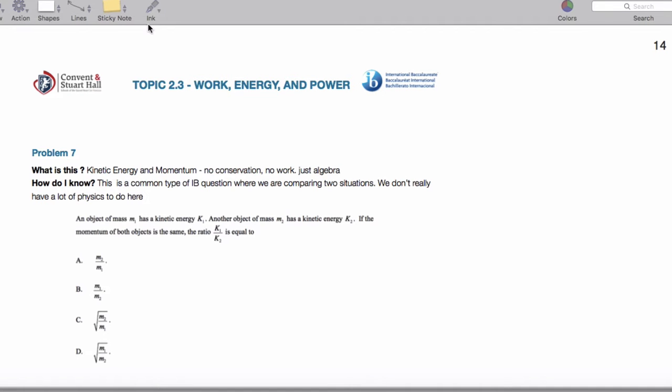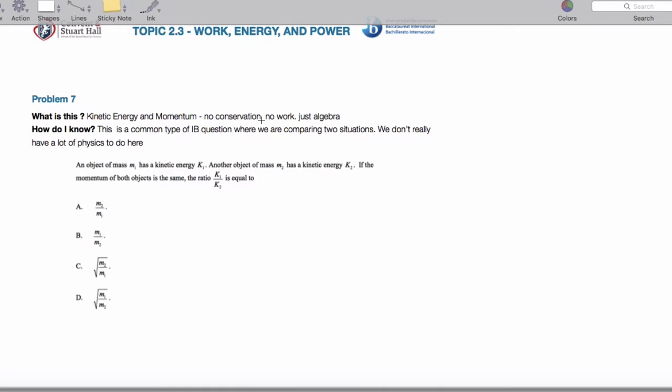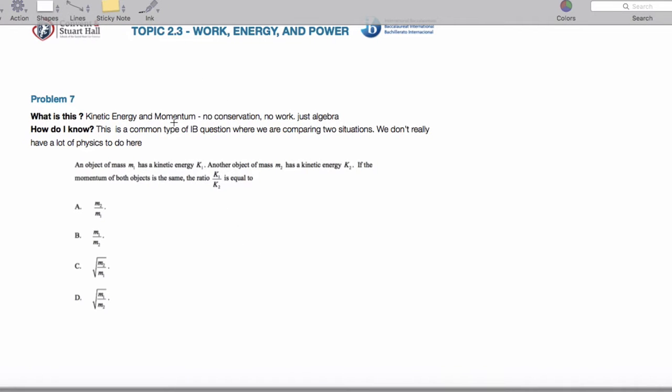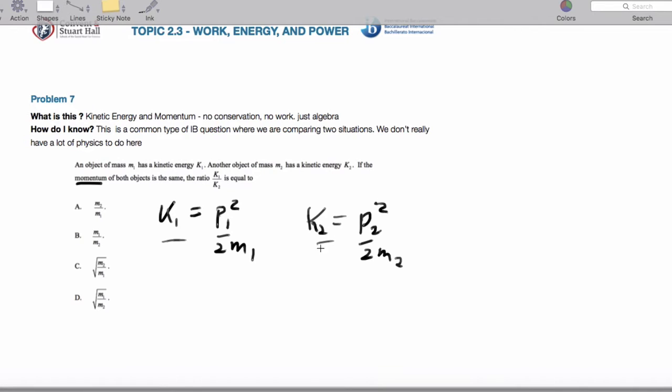All right, problem number 7. So we are just doing another ratio question. So we have kinetic energy and momentum, and we're going to be comparing two situations. So we have K1 equal to P1 squared over 2m, and K2, which is P2 squared over 2m. And let's just be clear, we have m1 here and m2 here. Why am I using this formula for kinetic energy? Because they mentioned momentum in the problem. That's why I want to use this particular formula.